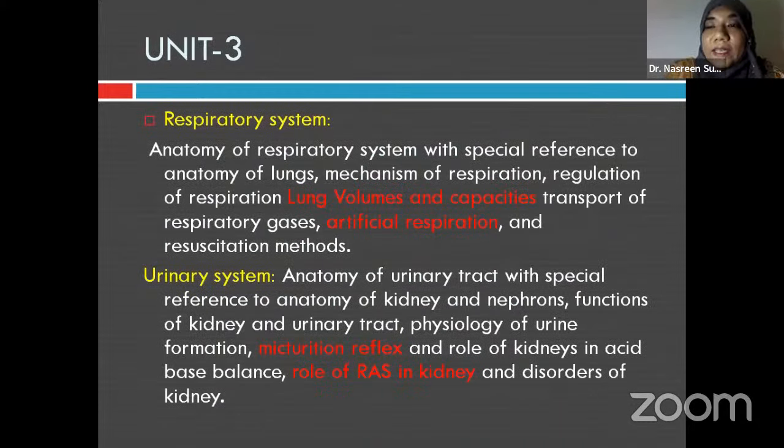Okay. So next, this is a brief overview of this unit 2, and then you have unit 3, where you have two systems, respiratory system and urinary system. Okay. Just to go through the syllabus once.